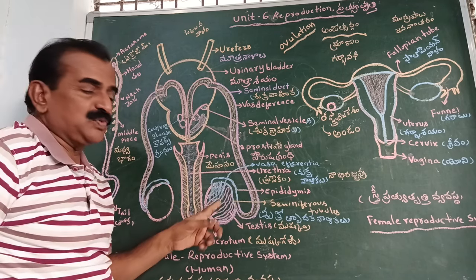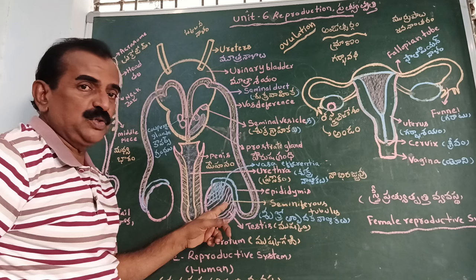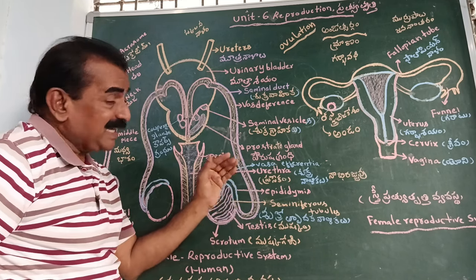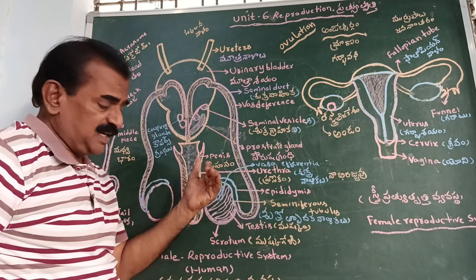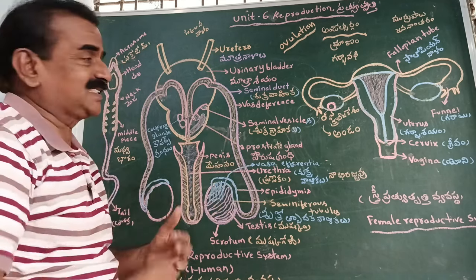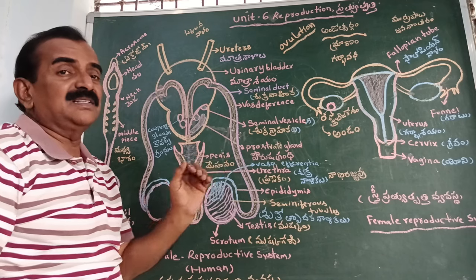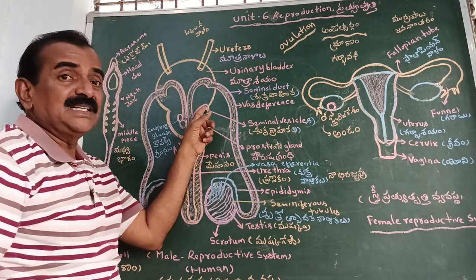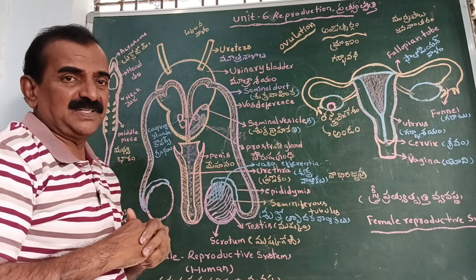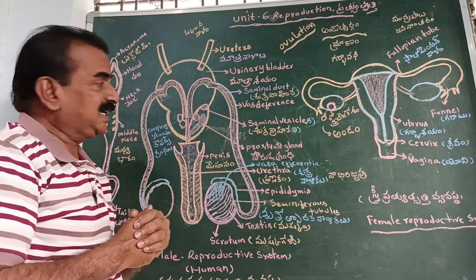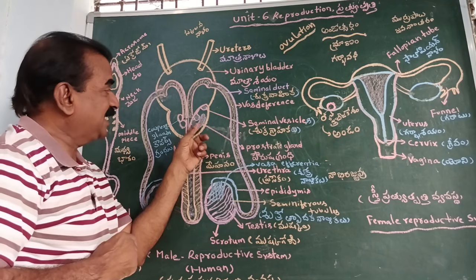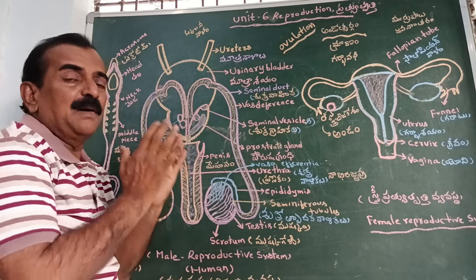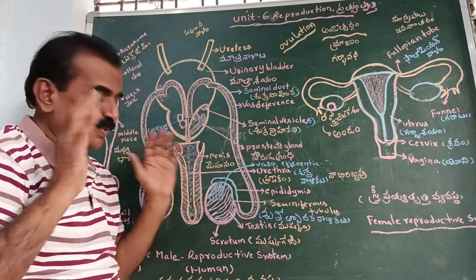So here we discussed testis, seminiferous tubules, vasa efferentia, epididymis, vas deferens. Along with that, we can observe the presence of some other ducts. So what are they? Here it consists of the ejaculatory duct and seminal vesicles. A pair of seminal vesicles is present. The ejaculatory duct is present, and a single prostate gland is present, and two Cowper glands are present. So these are the main parts of the male reproductive system.